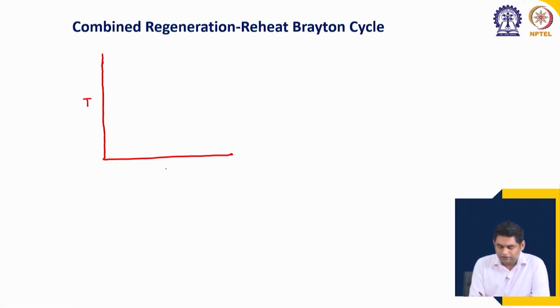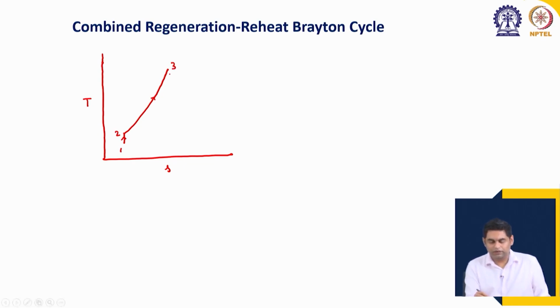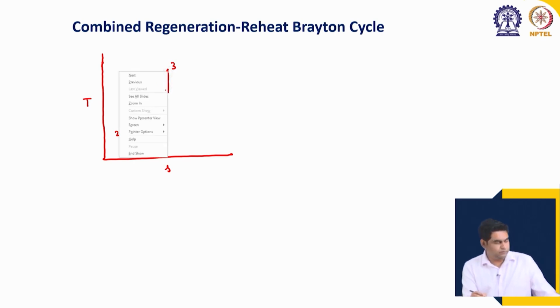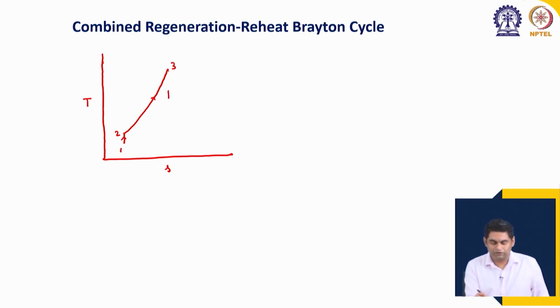We will go ahead with the TS diagram. Similar to the previous cases, we have compression from 1 to 2, then constant pressure heat addition, which is the combustion process, going from 2 to 3 like all the other cycles. Then the first expansion occurs in the high pressure turbine going from 3 to 4, let us say.